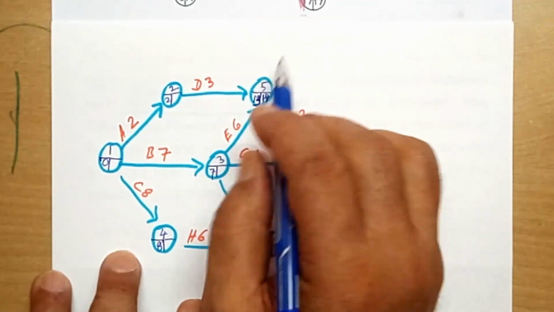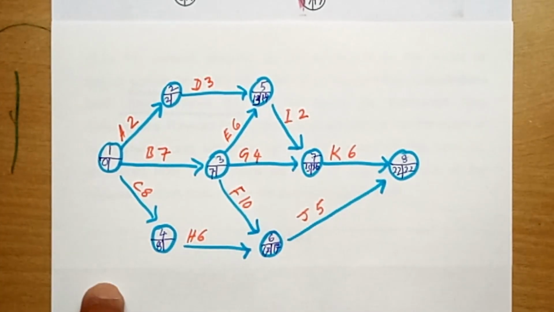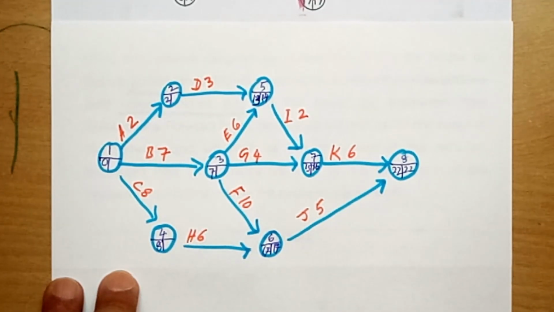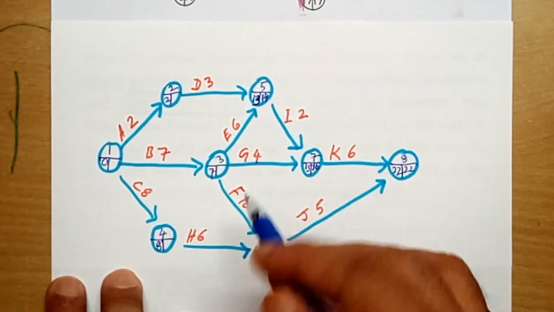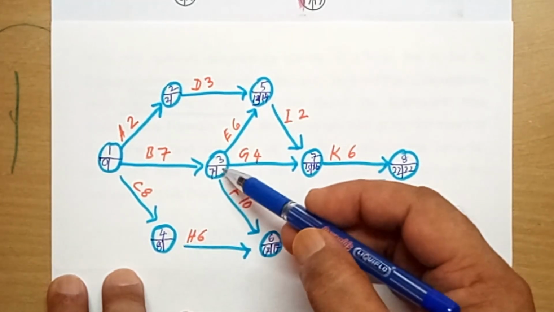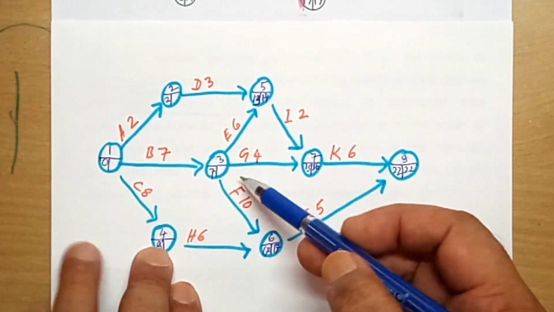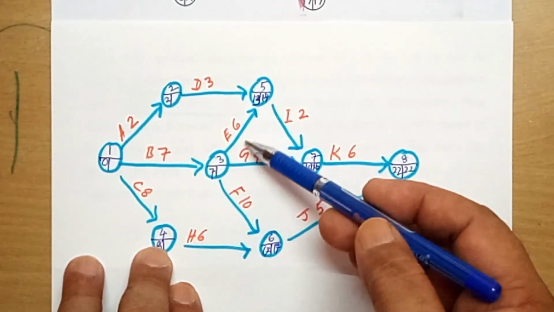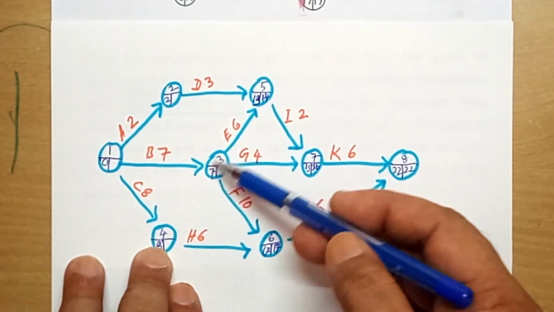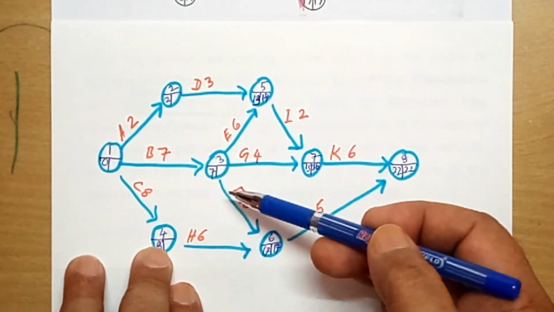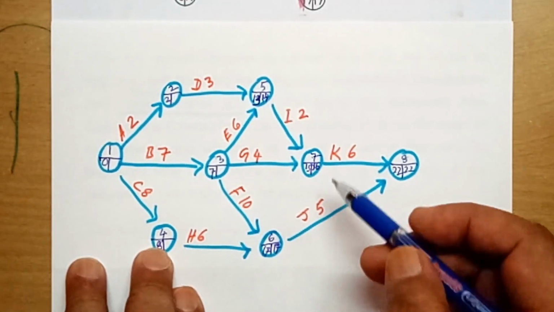This 14 is the latest finish of this node. Now again you have a conflicting situation. What you had as a conflict during the forward pass, now during the backward pass you have a conflict when you have burst activities. See, this node is actually a burst node, where you have activities emanating from this node. So this node is called a burst node, and here the conflict is like this.